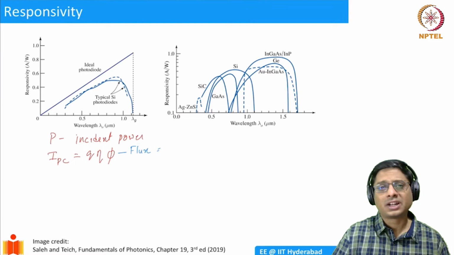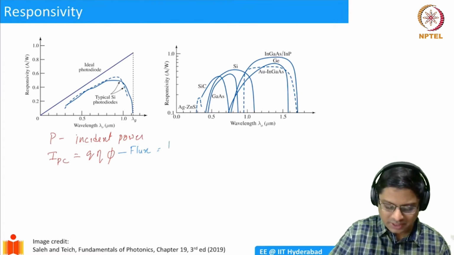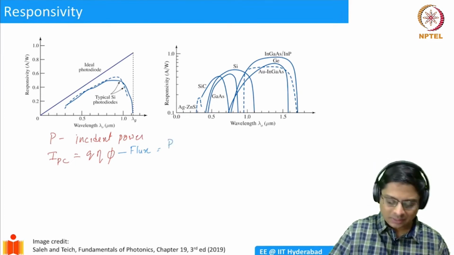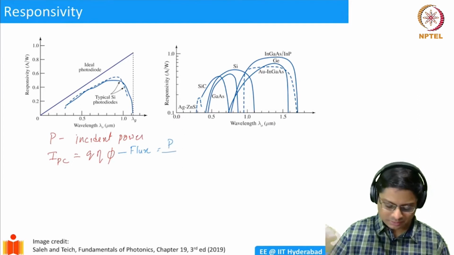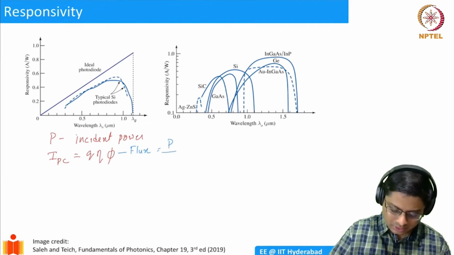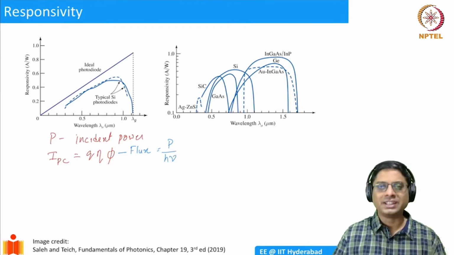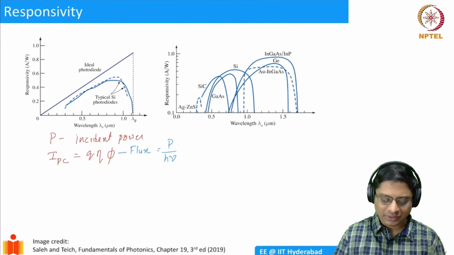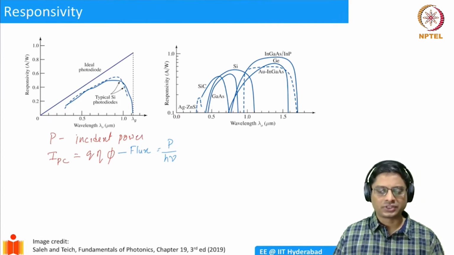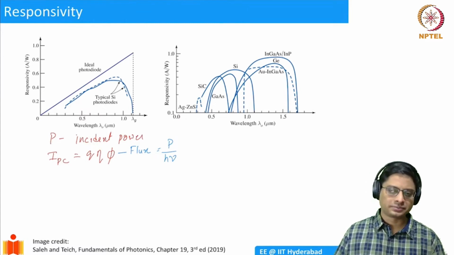If you have, let's say, power of P, we have seen that the number of photons that are produced per second per centimeter square is going to be P by h nu, where h nu is the energy of the photon. Of course, you have to put a q there if it's in eV. Otherwise, P by h nu will be the flux, the number of photons that are produced per second.